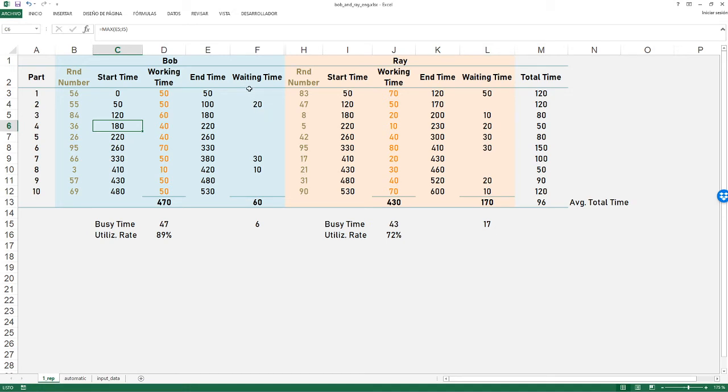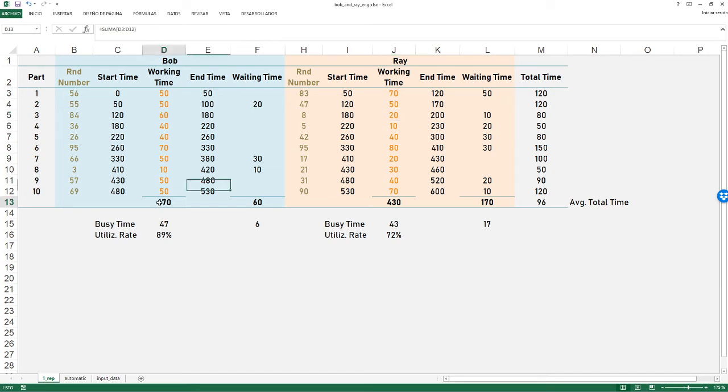So what we have here is the waiting times for Bob, because that corresponds to the moment where he finished his part and Ray hadn't finished working on the previous one. And here we have the waiting times corresponding to the moment where Ray has finished his work and is waiting for Bob to finish his. Okay? So what we can do now is to do some calculations.